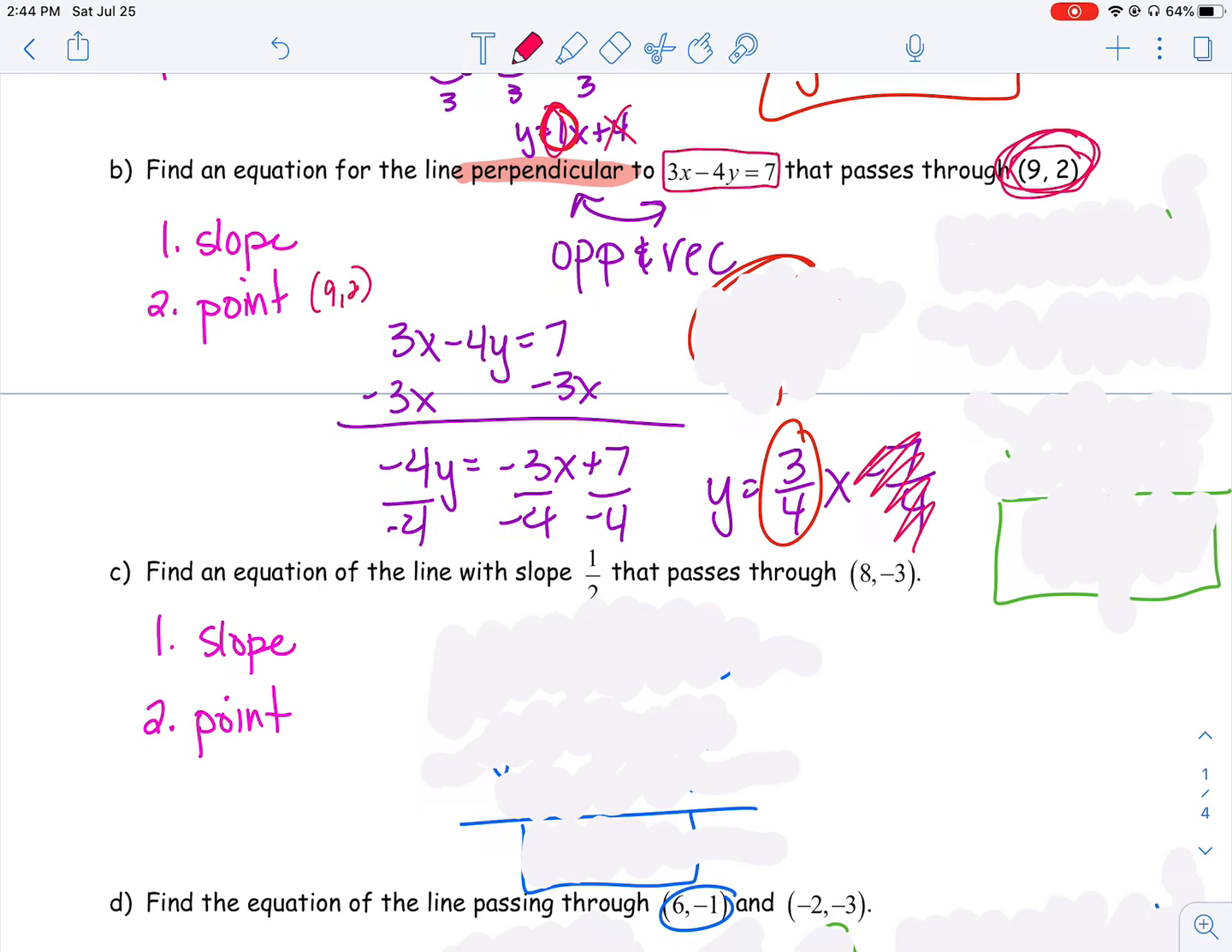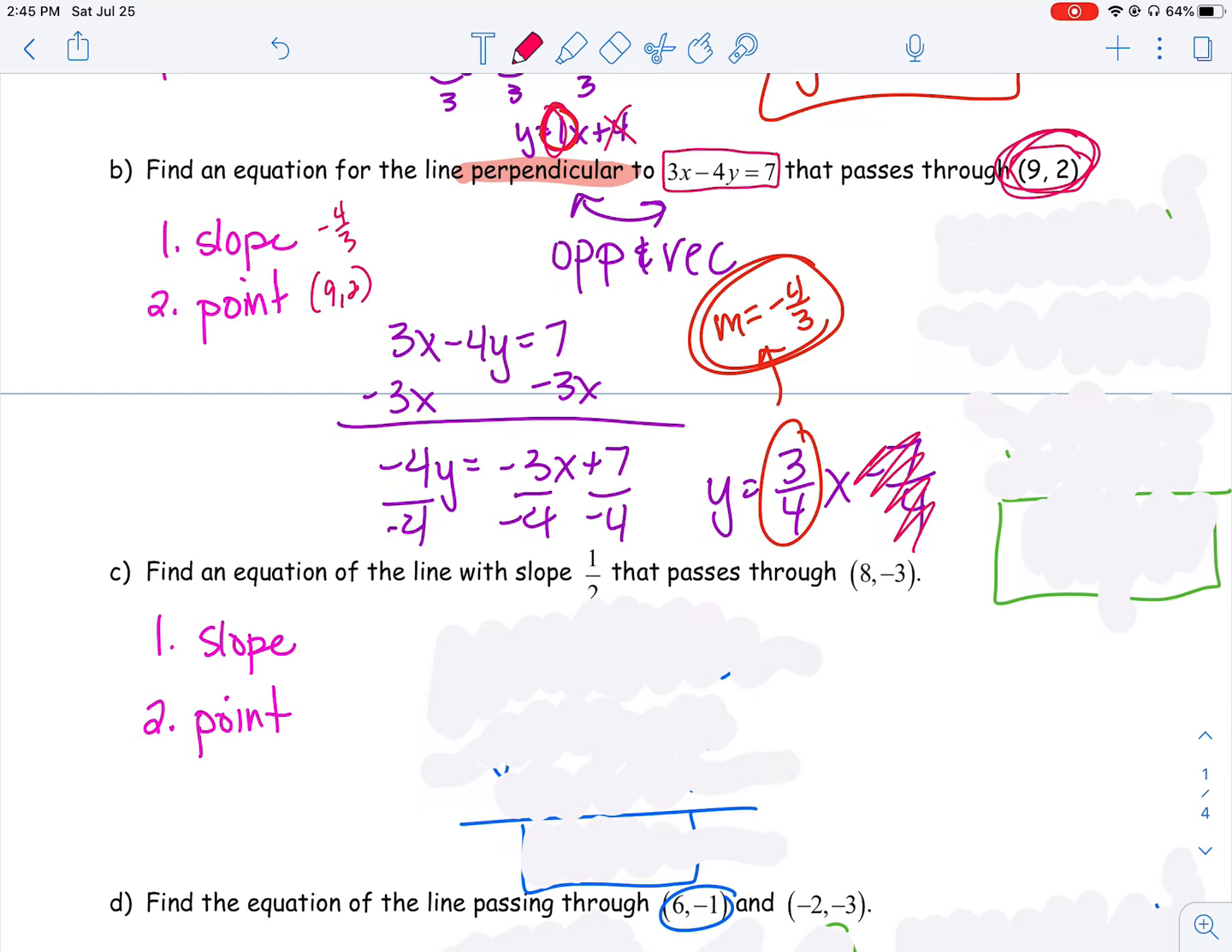But be careful, we don't want to use the same slope. We want our line to be perpendicular to this line, so we want opposite and reciprocal slopes. If the slope of the old line was 3/4, what's the slope that we want to use? Yeah, -4/3, right? So now we have the two things that we need. We have a slope, -4/3, and a point, 9, 2.